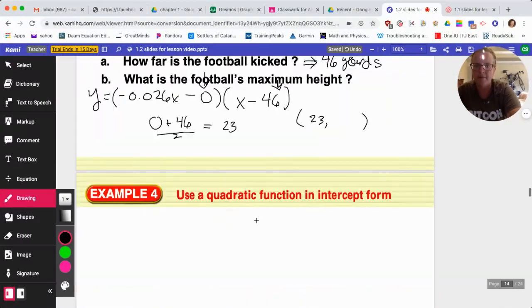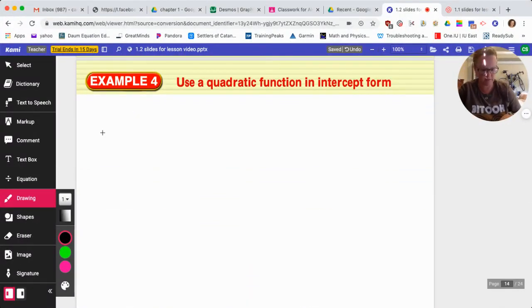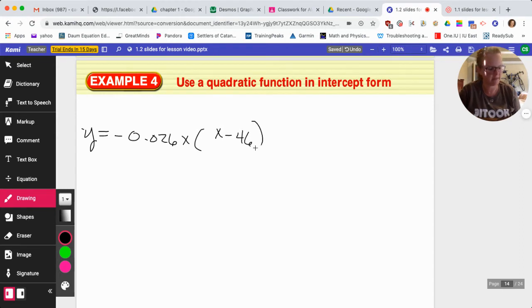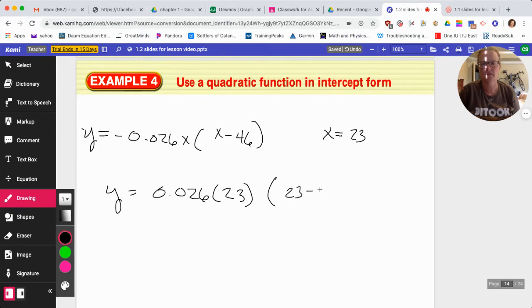Okay, need more paper. So what's my equation again? Let's get it. y equals -0.026x times x minus 46. So we found the axis of symmetry is 23. Let's plug that back in. -23 minus 46. So we plug that back in and do a little handy-dandy calculating.